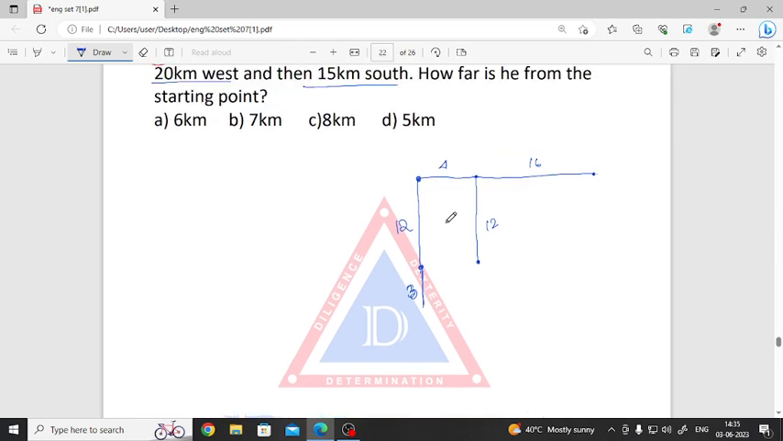So what does the question require? How far is he from the starting point. This is the starting point, this is the ending point. So if we see, this is also 4. If we draw a dotted line like this, this is 4, this is 3. So what distance should be there? It is a right angle triangle, and we know the formula. What is the formula? Pythagoras theorem.